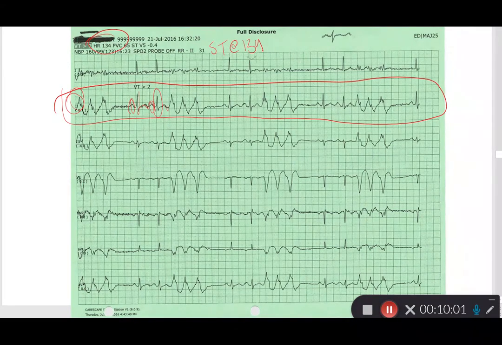And then I have a run of wide complexes. And there's three in a row. So we're going to call those runs of VTAC. Now, if I only had two, I would just call that a couplet of PVCs because there's only two, like a pair. But since I have three in a row, we call that a run of VTAC. So three or more PVCs, we're going to call it a run of VTAC.